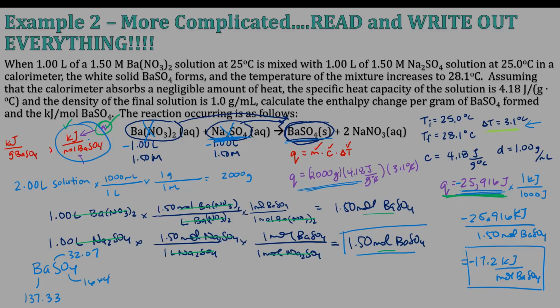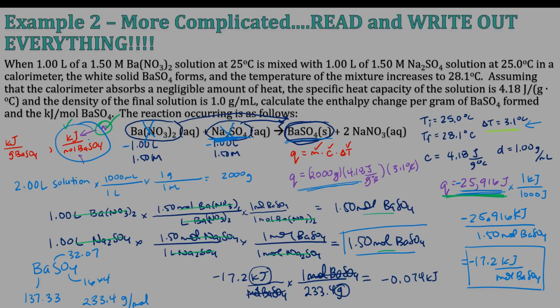So I'm going to take my negative 17.2 kilojoules per mole of barium sulfate, and I'm going to say, okay, 1 mole of barium sulfate is 233.4 grams. That allows me to cancel out moles of barium sulfate and get kilojoules per gram of barium sulfate. And the value is negative 0.074 kilojoules. 0.074 kilojoules of heat will be released every time 1 gram of barium sulfate is produced.